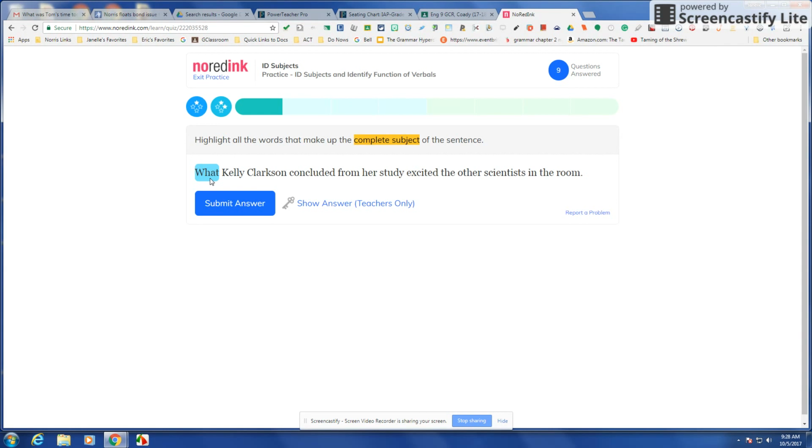What Kelly Clarkson concluded from her study excited the other scientists in the room. The verb here is excited. Okay. And everything up to that point would be the complete subject. What Kelly Clarkson concluded from her study. We don't know what that is, but whatever it is, it excited the students. So you would mark everything up to the word excited.